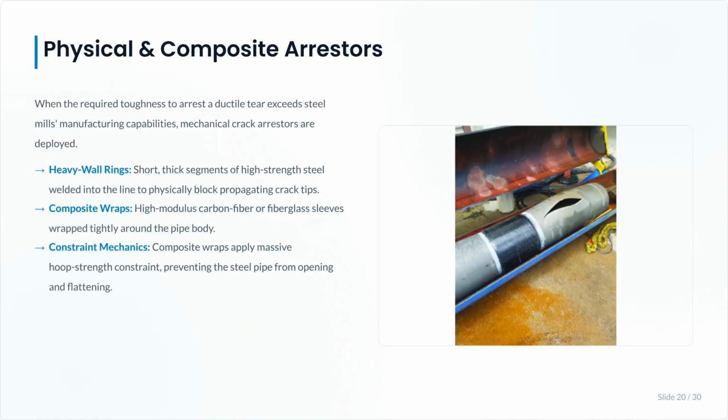When steel manufacturing limits are reached, mechanical arresters are deployed. Heavy wall rings physically block cracks, while composite wraps, such as carbon fiber sleeves, provide high modulus constraint to prevent the pipe from opening or flattening.